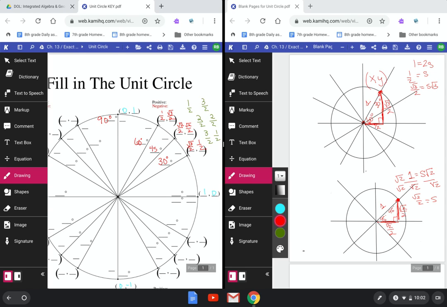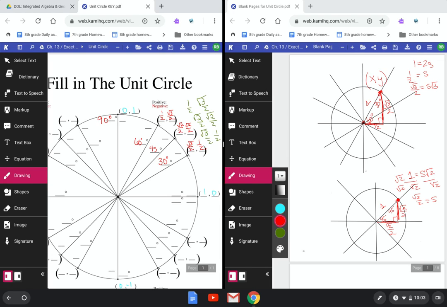And on the numerator, they're all square roots. For 1, the square root of 1 is just 1, so we don't need the square root symbol. Then square root of 2, square root of 3. Again, square root of 1 is just 1, so we don't need that symbol there. Square root of 2, square root of 3. So that's a simple way to memorize it.